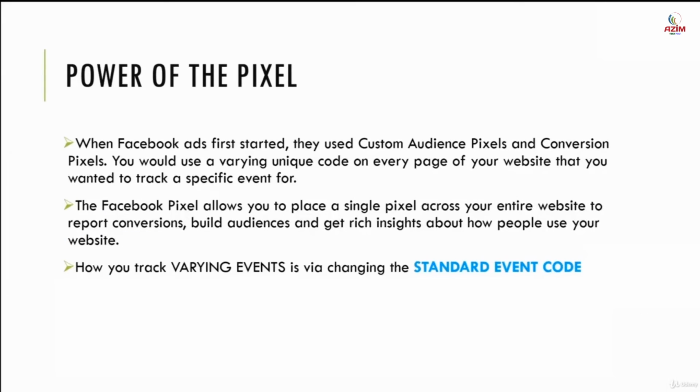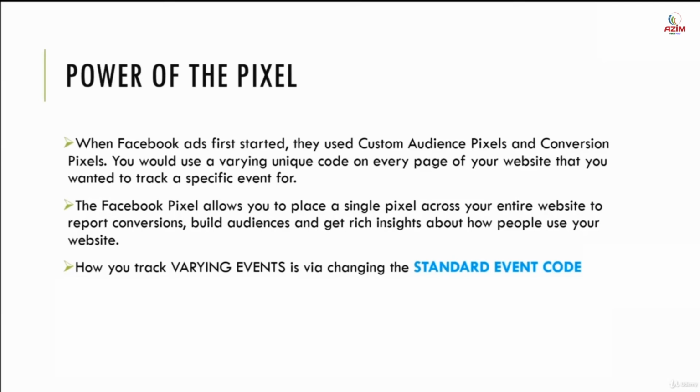When Facebook ads first started, they used custom audience pixels and conversion pixels. You would use the varying unique code on every page of your website that you wanted to track for a specific event. So what the Facebook pixel allows is you to place this single pixel code across your entire website. The code doesn't really change except for that standard event code. So to track those varying events, all you do is add that little line of standard event code.